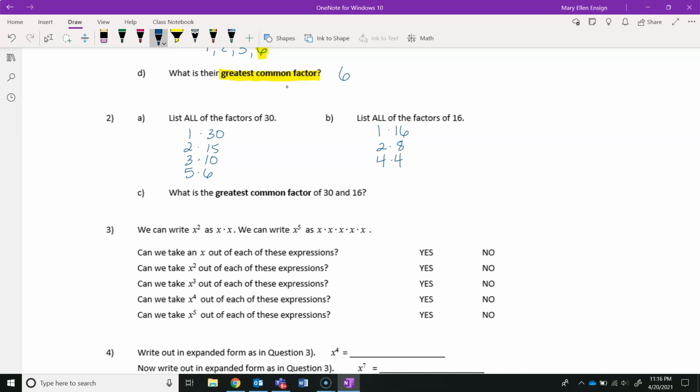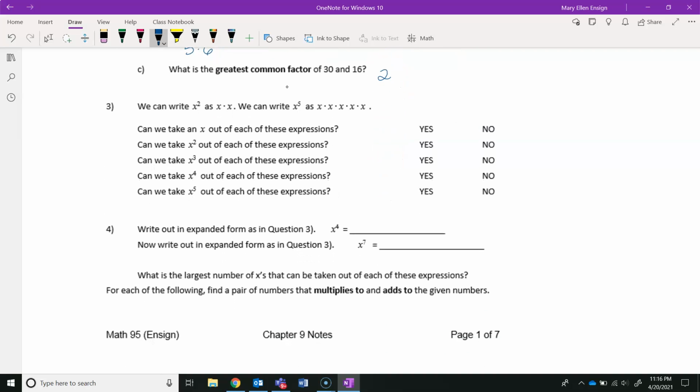So now, greatest common factor. Well, let's think about all of the common factors first. 1, 2, not 3, not 5, not 6, not 10, not 15, not 30. So my only common factors are 1 and 2, so the greatest common factor would be 2. Now let's think for a minute about exponential expressions and how we would find greatest common factors.